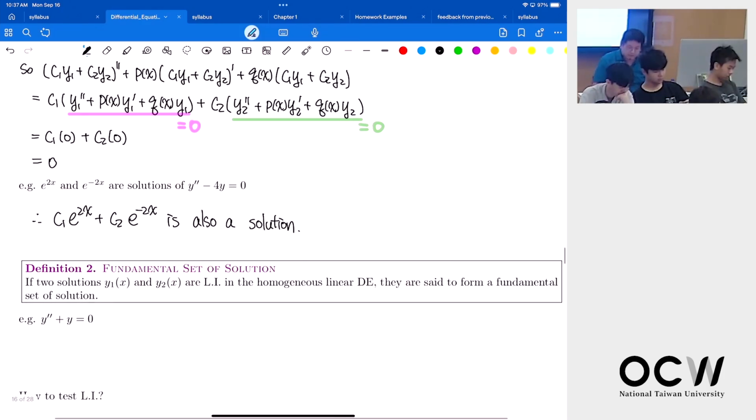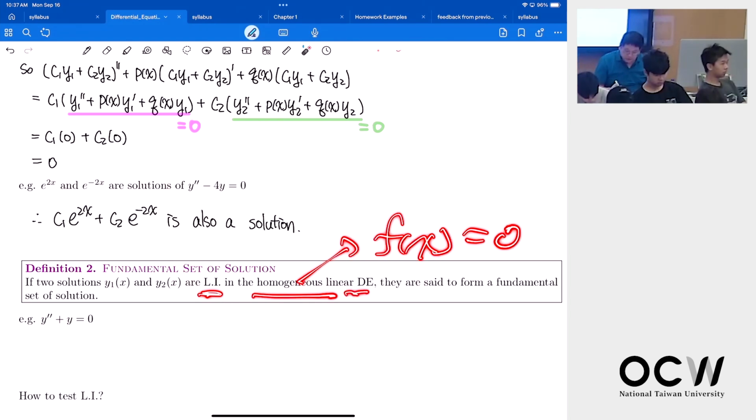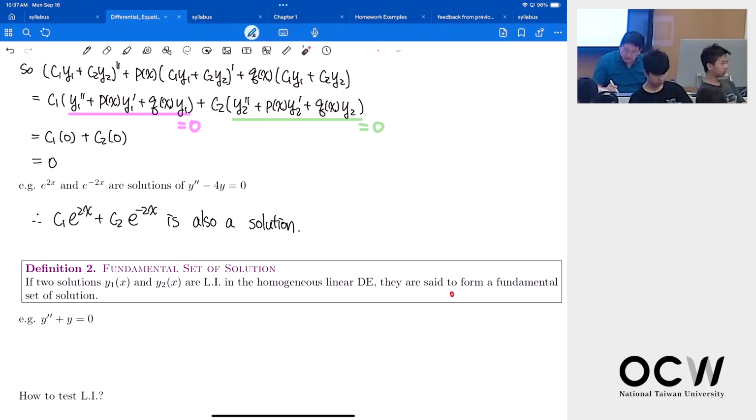And here we have the fundamental set of solutions. We say that two solutions, y1 and y2, that are linearly independent in the homogeneous, which means the forcing function equals 0, linear differential equation, are said to form the fundamental set of solutions. Which means the linear combination of these two solutions is the fundamental set of solutions.